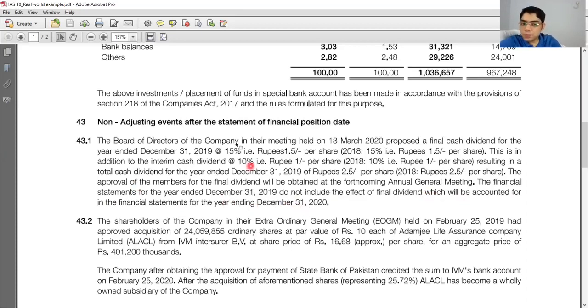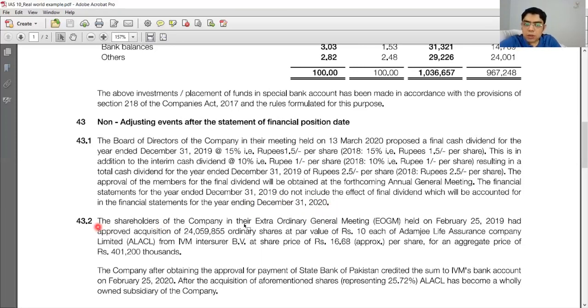So you see, the disclosure is very clear. It has talked about the nature of the event. It has talked about the financial implications of that event. And the disclosure has even served to clarify, that's an additional disclosure actually, that the effect of this dividend, this rupees 1.5 per share, which has been declared post year end on 13th March 2020, is just a disclosure, and that the financial consequences, the cash outflow or the impact of this dividend, will be accounted for in the financial statements for the next accounting period, because these are the financial statements for December 31st, 2019.